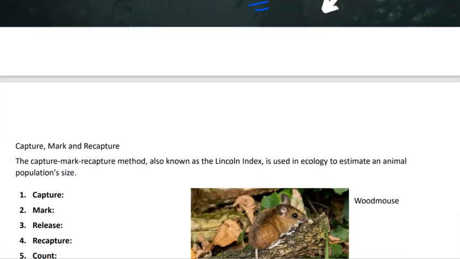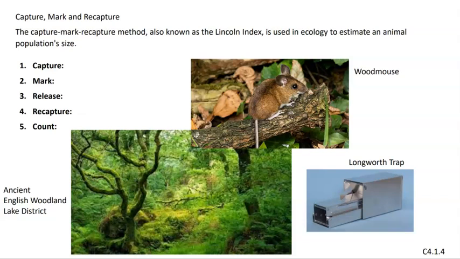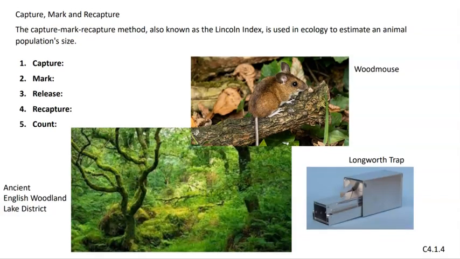So let's look at this technique that we're going to use to estimate animal populations. And our animal that we're going to estimate the population for is the wood mouse, and this is the typical habitat of a wood mouse in some ancient woodland in the Lake District of England.